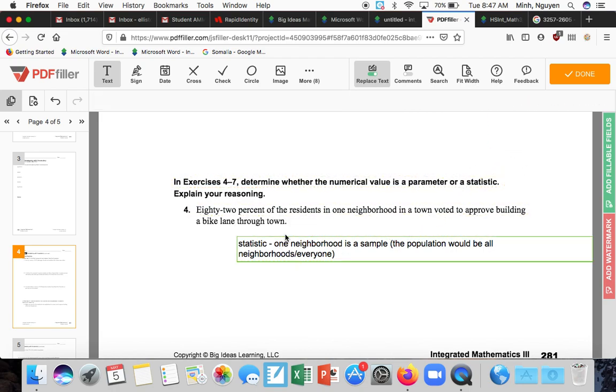So again, no matter what, they're going to give you a number. A parameter goes for the population. A statistic goes for the sample. It really helps that parameter starts with a P and statistic starts with an S. So parameter for population, statistic for sample.